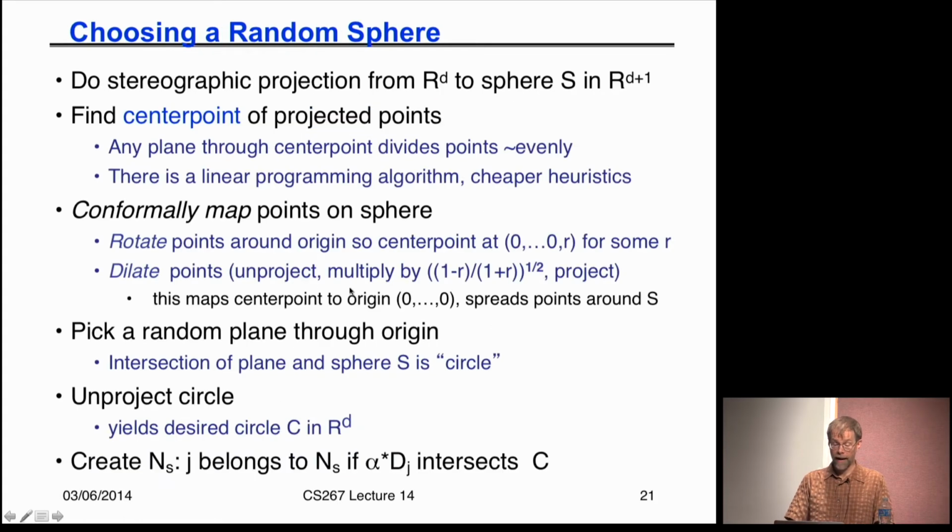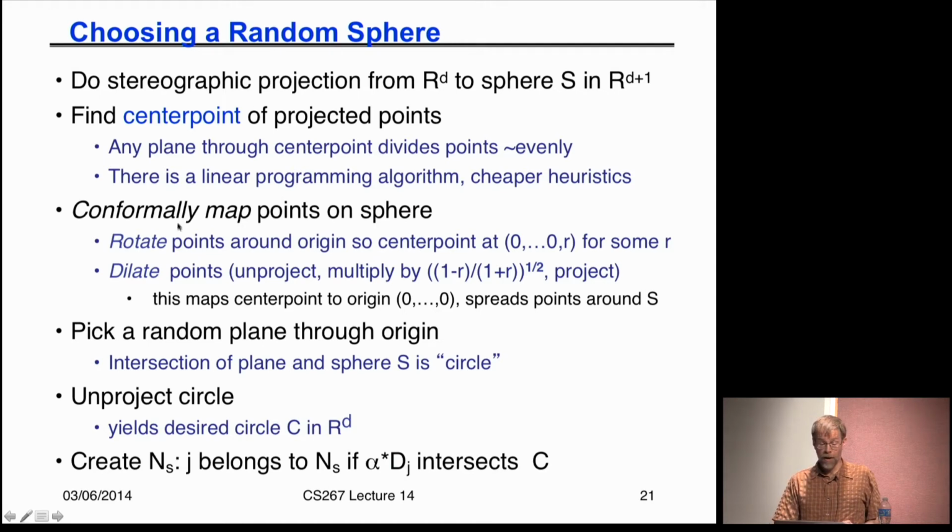So what do I do now? Once the points are on a sphere, there's a particular point somewhere inside the sphere called the center point. It has a property that any plane through the center point divides the points evenly, so that half are on one side and half are on the other. And there's actually a linear programming algorithm and cheaper heuristics to find that center point.